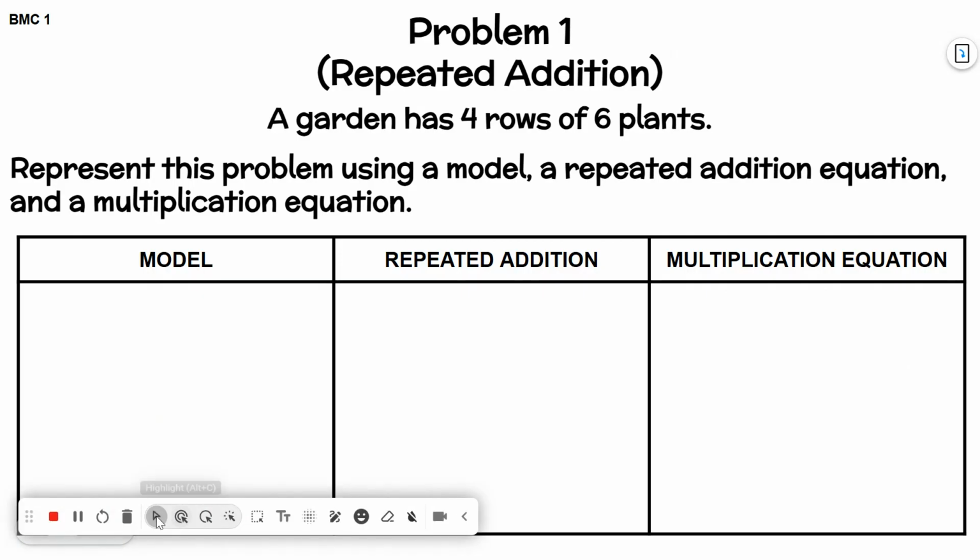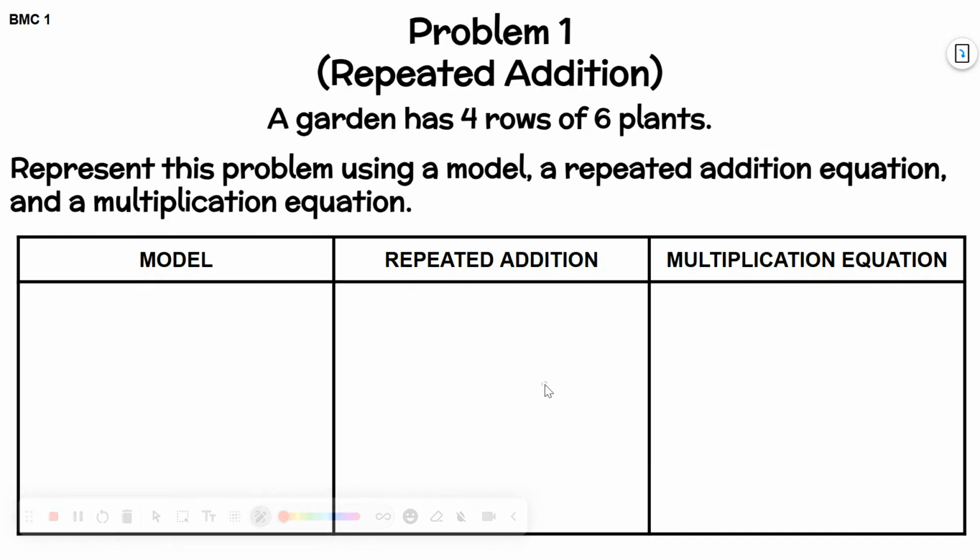All right, so first today we are going to be doing repeat addition. So a garden has 4 rows of 6 apples. We're going to represent the problem using a model, a repeat addition equation, and a multiplication equation.